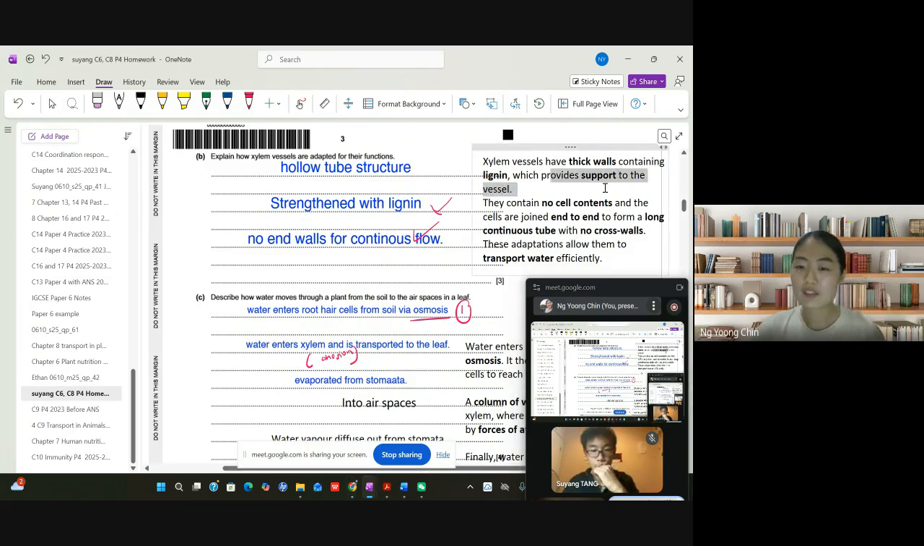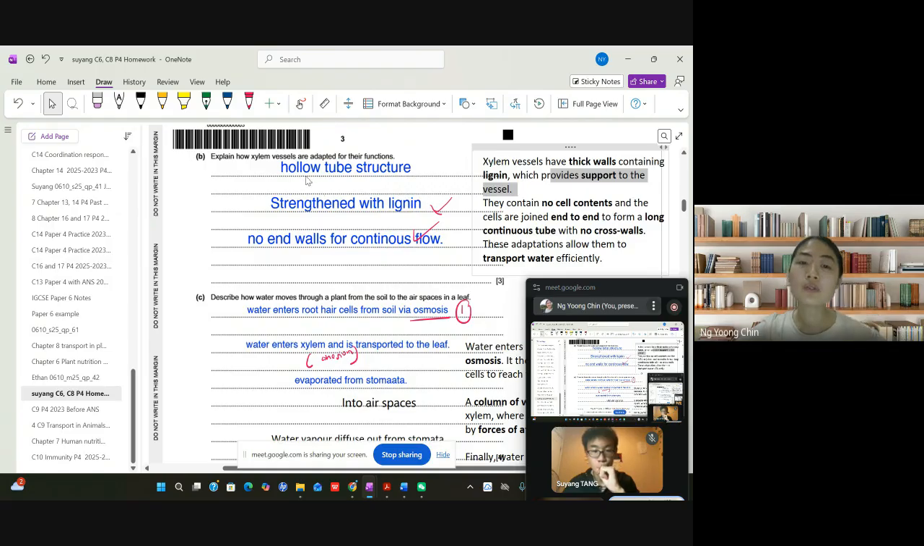This kind of description is needed because they ask you to explain, right? If you write just a point with no more explanation, I worry you might not get any mark, because sometimes the examiner is very strict and will not give you any mark because you just stated the structures. You are not explaining them. So you should state the structure and then explain it. For example, xylem vessels have thick walls due to the lignin. Lignin provides support to the xylem vessel.